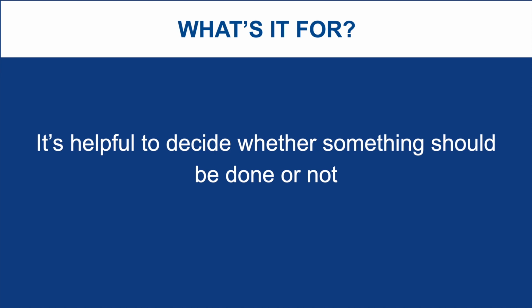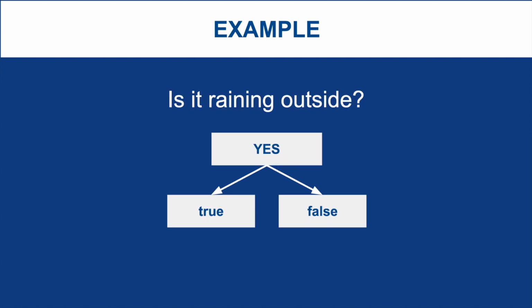So what's Boolean actually for? Well, it's helpful to decide whether something should be done or not. Let me give you a practical example so this starts to make a little bit of sense. So let's say that the question is, is it raining outside? Well, this either has a yes or a no answer. If it's yes, then the value will be true. If it is no, then the value will be false.